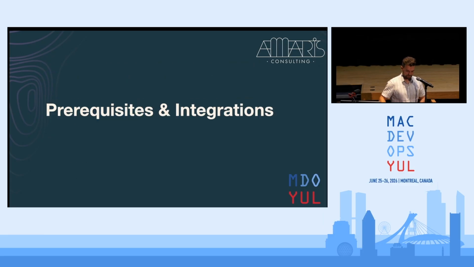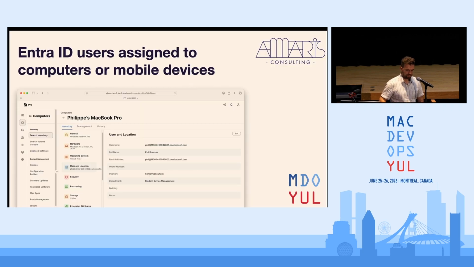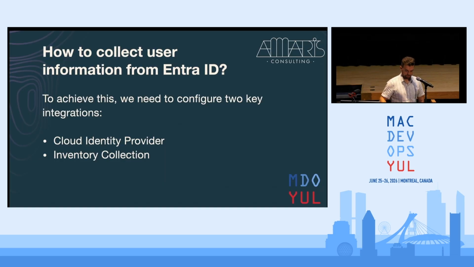So how do we fix this? Well, first, there are a few prerequisites and integrations that we need to put in place. Basically, what we want to have is what we see right here. Under user and location, we want to have the username filled in here. Once we've got this, we're good to go with the solution. Everything flows easily. So how do we collect that user information from Entra ID?